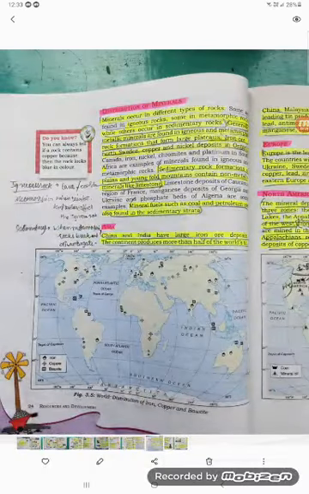And then is the distribution of minerals. Distribution of minerals occurs in different types of rocks. The different types of rocks here are igneous rock, metamorphic rock, and sedimentary rock. The igneous and the metamorphic rocks contain metallic minerals in them. And sedimentary rocks contain non-metallic minerals in them.